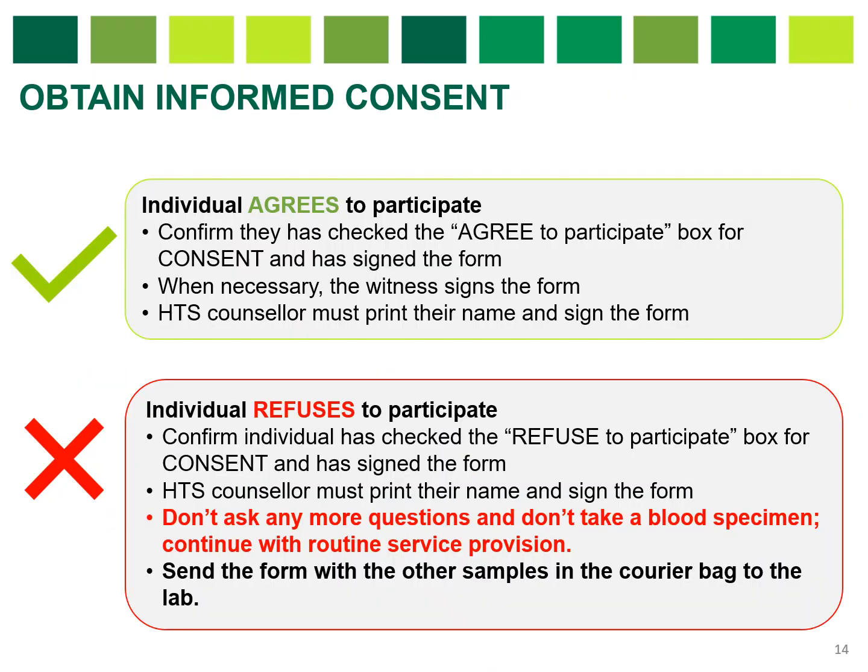So let's review where we have reached. Well, we've gone through the informed consent process. If they've agreed to participate, that box is indicated correctly. If there was a witness, the witness has signed, and of course the participant has also signed, even if they can't read or write. And the HCS counsellor or healthcare worker has also put their name and signed the form.